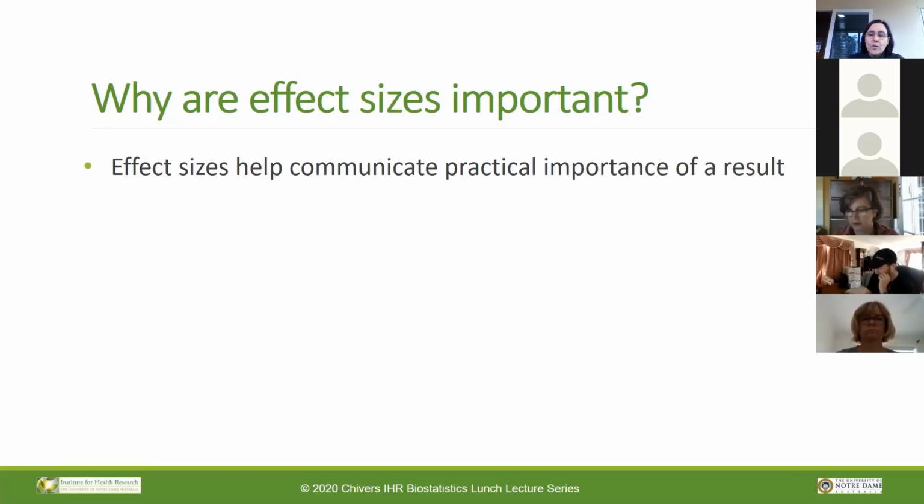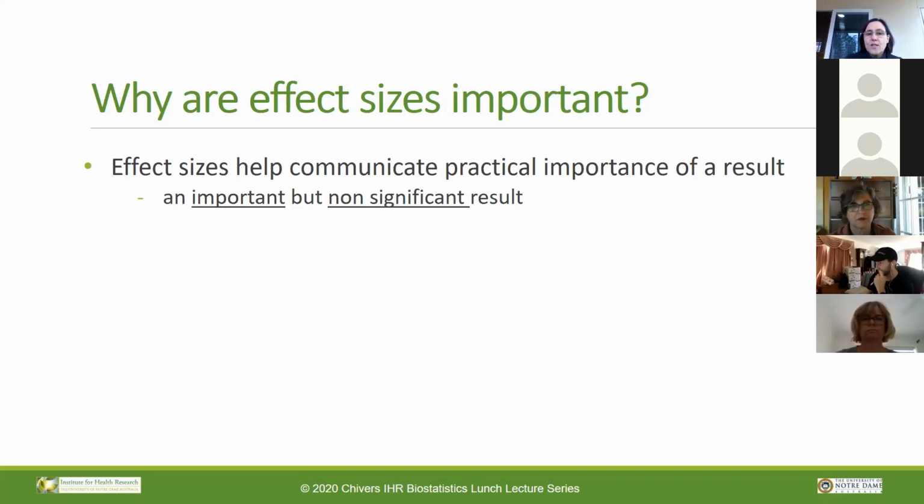But the importance of effect sizes is it allows us to communicate what the practical importance of a result is. So if you've been to some of my other presentations, you would have known that I've always talked about representing statistical results with respect to clinical importance. And an effect size is really about helping to communicate the practical importance of the result, or giving a quantitative measure towards what is clinically important.